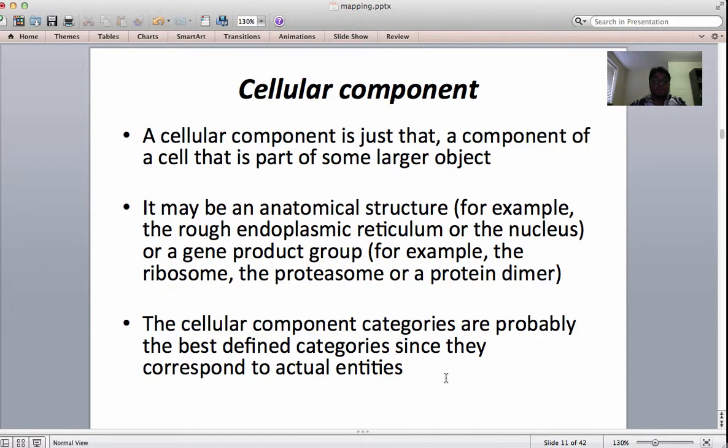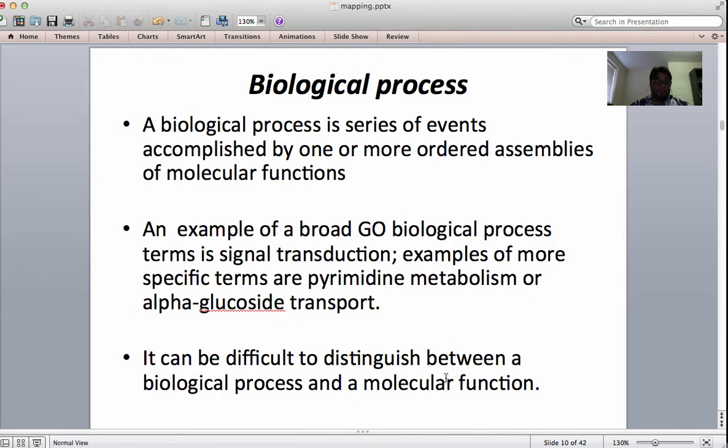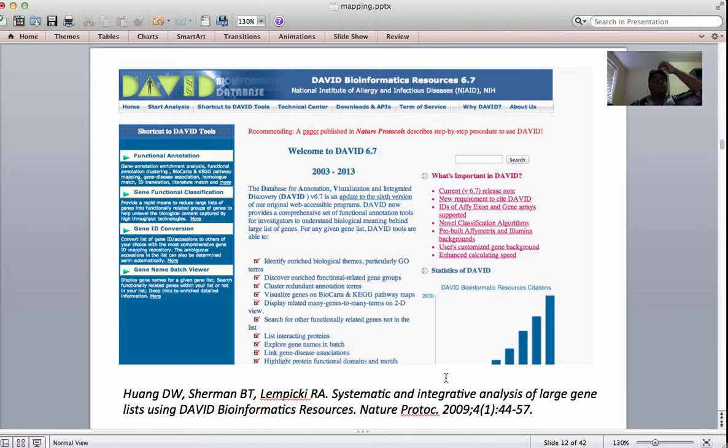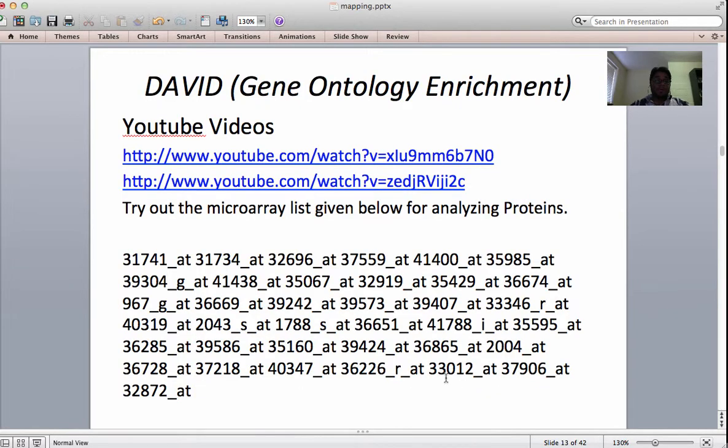The cellular components are probably the best defined since they correspond to actual entities. The biological process and molecular function are kind of difficult to distinguish, but still, the molecular functions form a biological process. So DAVID is a very popular tool to assign functional classification to proteins. You can watch some videos here, and there is a list of microarray genes that you can paste into DAVID and see what the DAVID tool does.